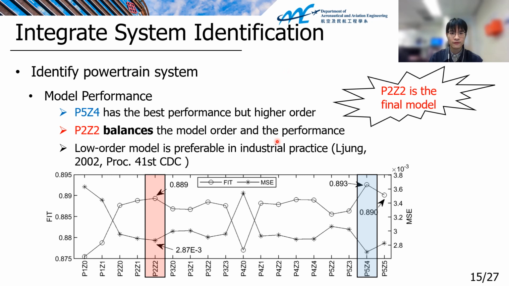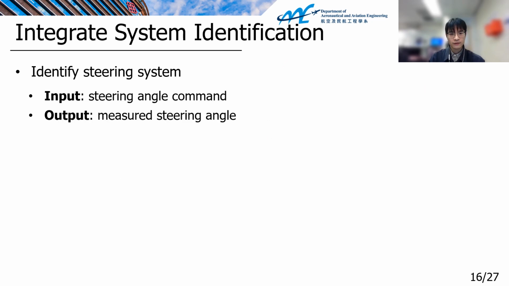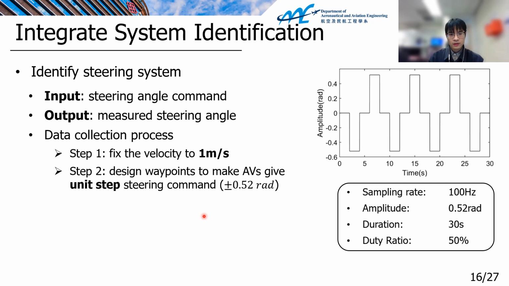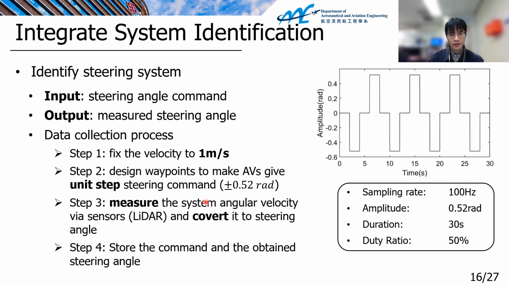Next, we are going to identify the steering system. In identifying the steering system, the input is the steering angle command, and the output is the measured steering angle. In data collection, firstly, we fix the velocity to 1 meter per second, and then we design waypoints to make the autonomous vehicle give a unit step steering command, and its amplitude is 0.52 rad, which is around 30 degrees. Then we measure the system angular velocity by sensors and convert it into steering angle. In the third step, we store the command and obtain the steering angle.